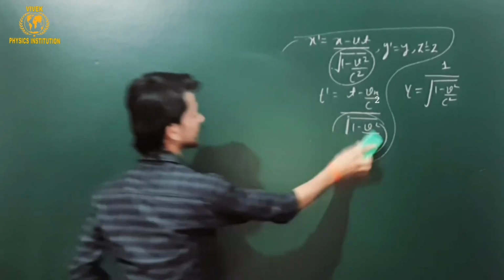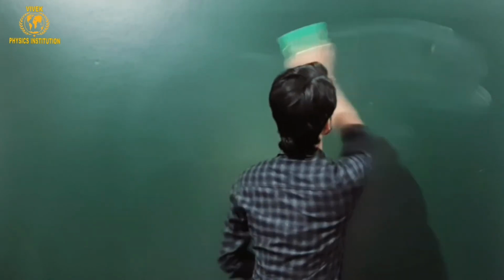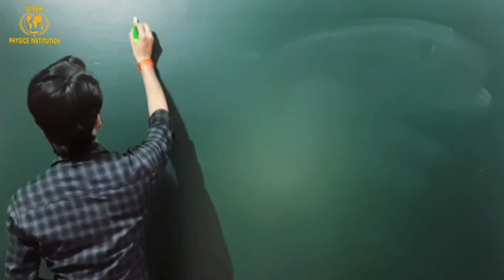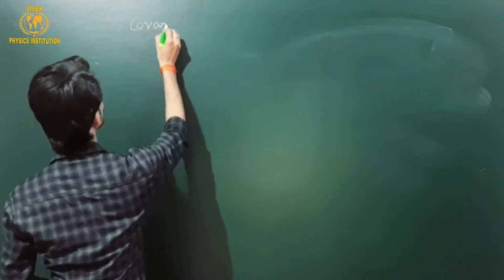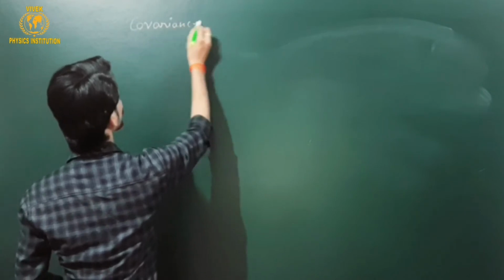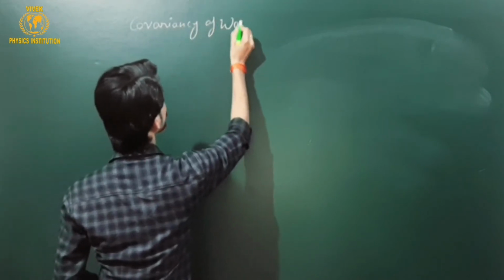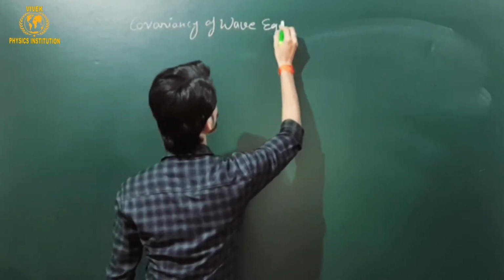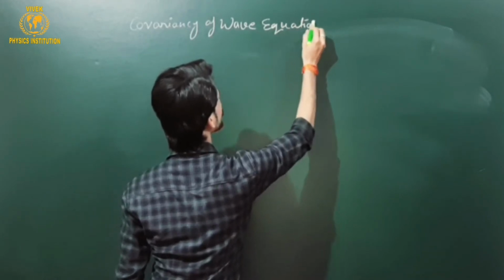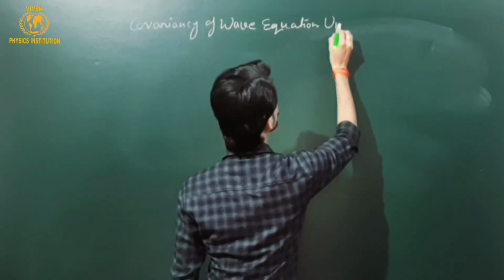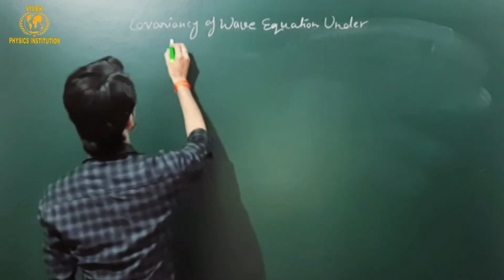Okay, so let's begin with the covariancy of the wave equation under the Lorentz transformation. So the topic which we are going to discuss is the covariancy of the wave equation under the Lorentz transformation.